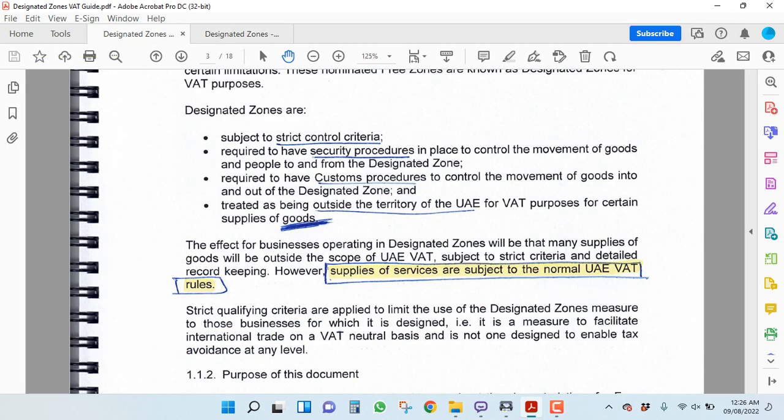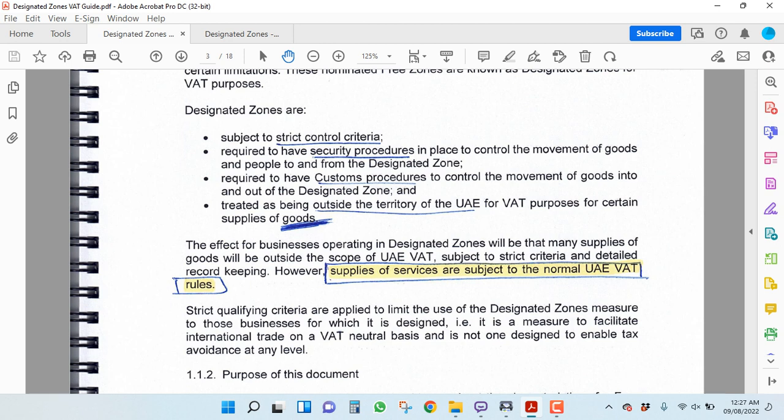All four conditions are, let me explain: subject to strict control criteria. It means the entry to and exit from the free zone should be strictly controlled. There should be security guards checking everything: who is coming, who is going, what goods he is bringing into the free zone, what goods he is taking out. Required to have security procedures in place to control the movement of goods and people to and from the designated zone. Security procedures should be there.